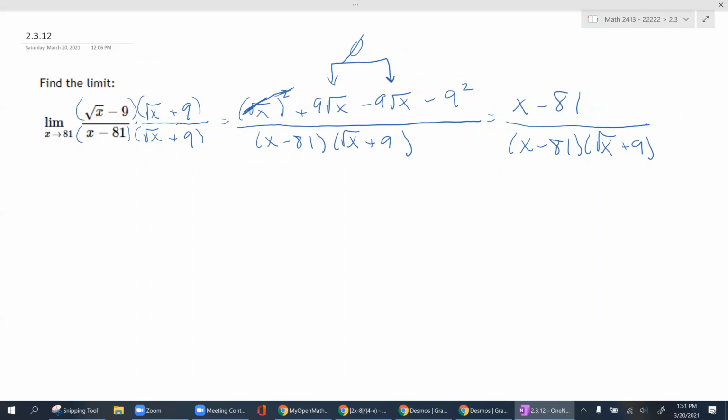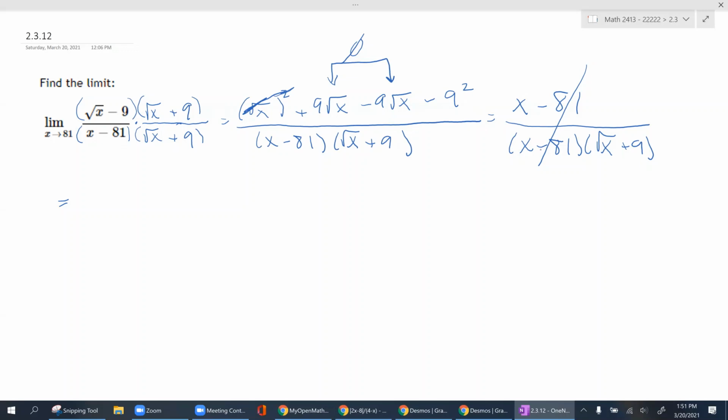All right. And what ends up happening? I end up getting x minus 81 over x minus 81 times root x plus 9. Hey, these cancel out, right? And this is why I also didn't want to distribute right away, in case something did cancel out. If it did cancel out, it's less work for me. If it didn't, then that's fine. Things simplified and things are still going to be easier.